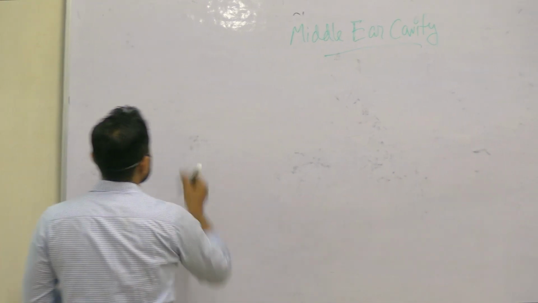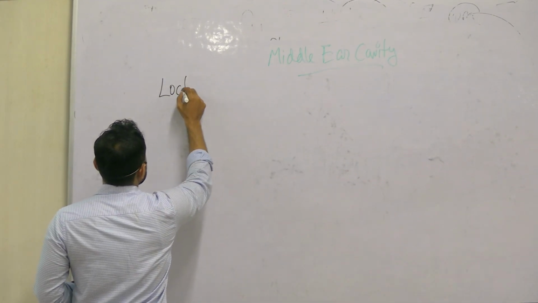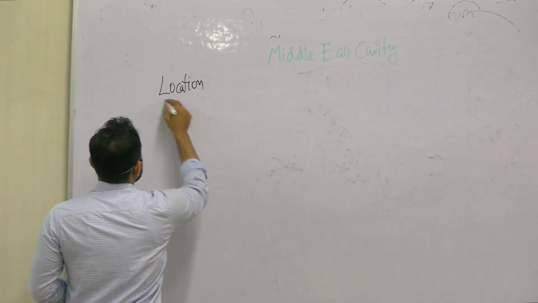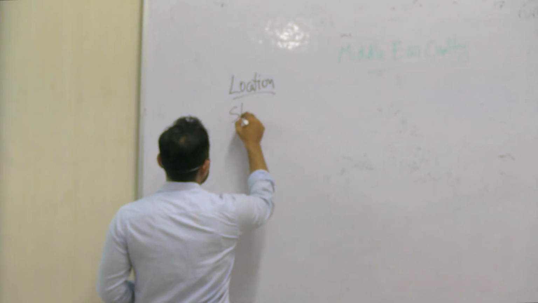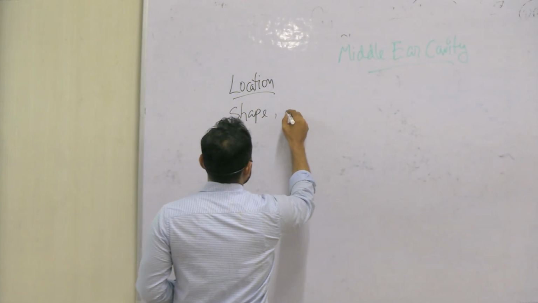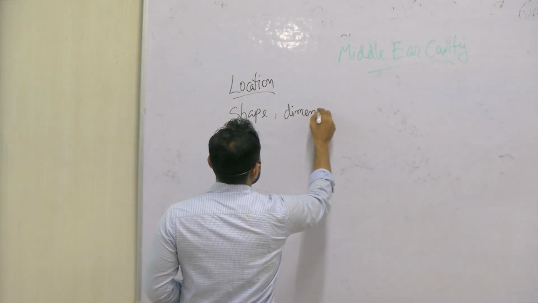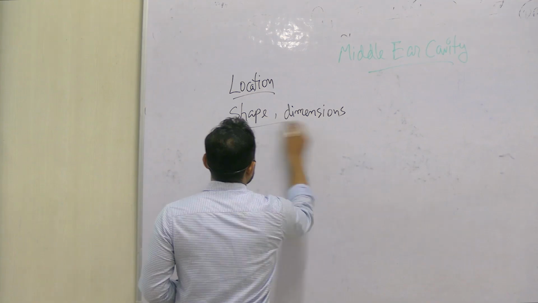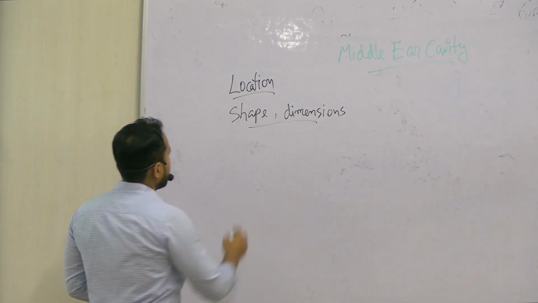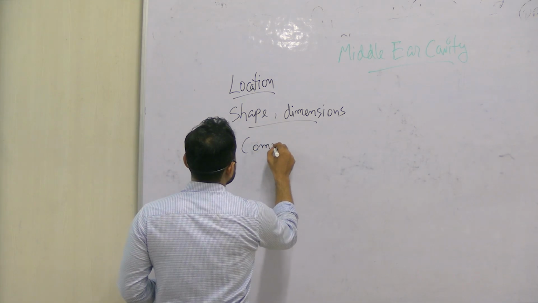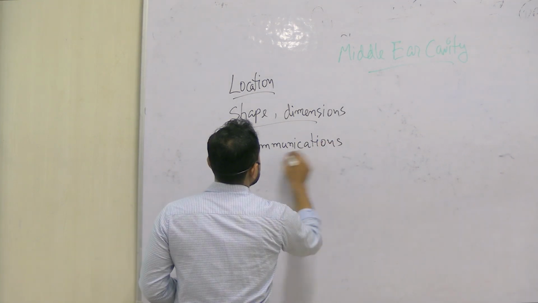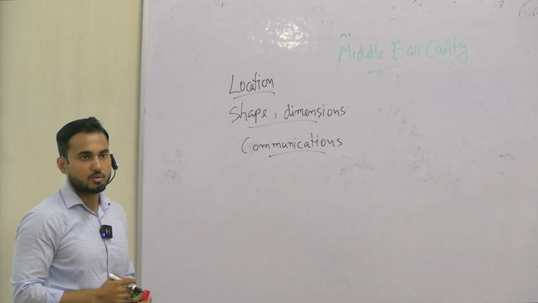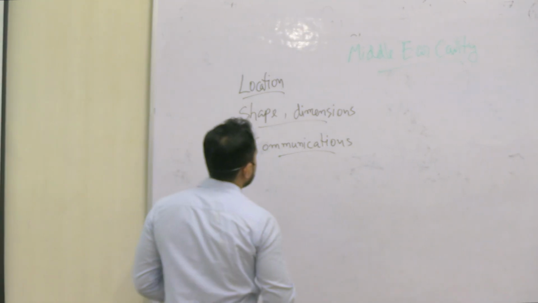Now, how to study the middle ear cavity? First of all, you have to know the location of the middle ear cavity, where it is situated. Next, the shape and dimension. Next, communication. This cavity is communicating with which part? The communication of the middle ear cavity.